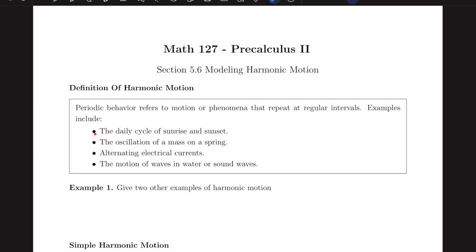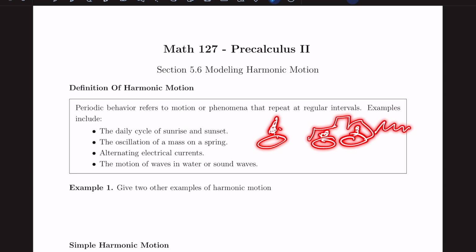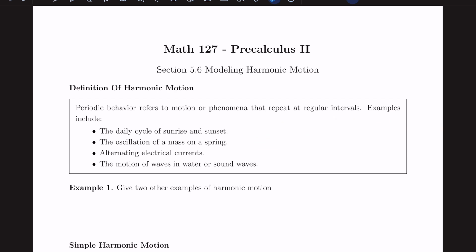I've given you a couple of examples, like the daily cycle, sunrise, sunset. So the sun comes up, goes down, goes up, goes down. An oscillating mass on a spring. Something you would know a lot more of would be like a car suspension. That's a mass on a spring, right? There's a little suspension right here. And as it goes up and down as you hit a bump, that eventually dies out by design.